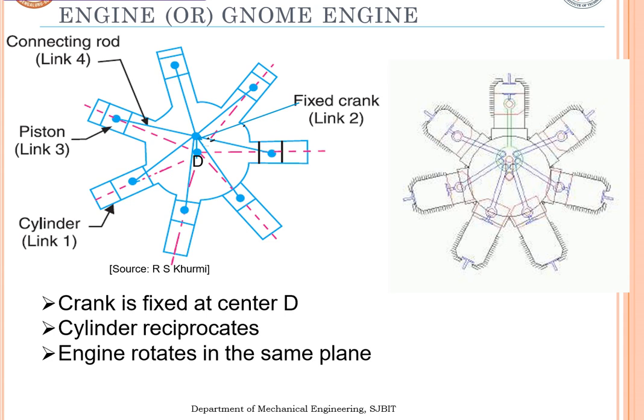In a gnome engine, you can see the point in the cylinder is fixed. There are piston and connecting rods fitted in six different positions. The crank is fixed at point T. The cylinder reciprocates, and you can see in each case the cylinder moves to a new position. The engine rotates in the same plane. Like this, the gnome engine works.